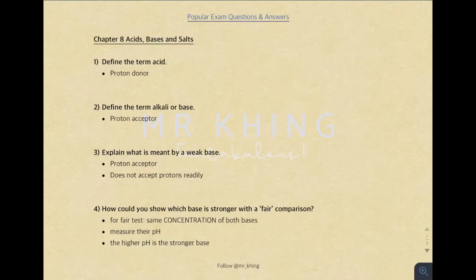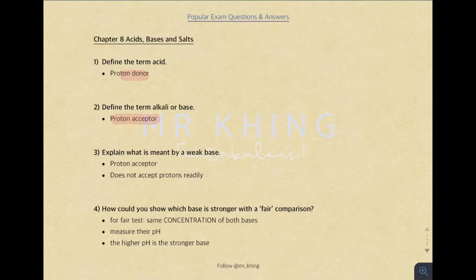Hey, let's come back to the examples of popular exam questions and answers for the acid-base chapter. So first one, define the term acid. Remember, an acid is also called a proton donor. And then followed by the definition of alkaline and base. Remember, both alkaline and base have the same definition. Just remember they are proton acceptors.